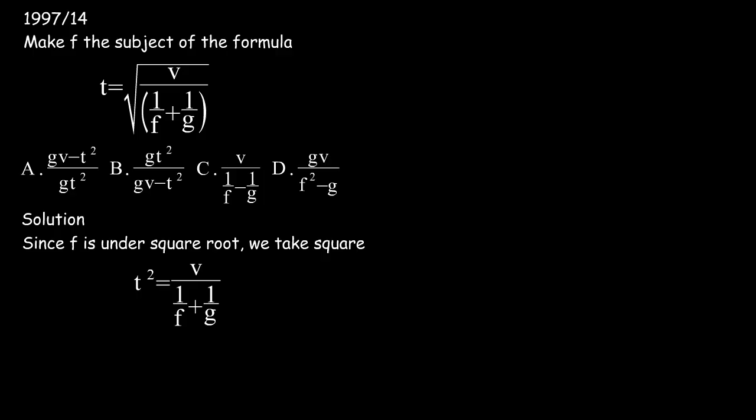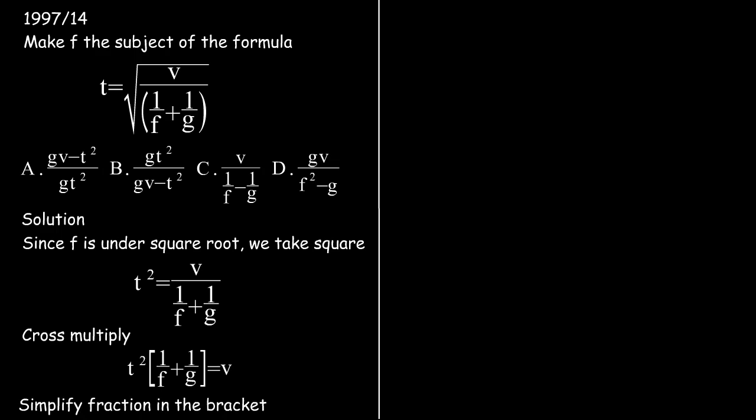Now to remove our brackets, we are going to be cross multiplying, and when we cross multiply, it becomes t square into 1 over f plus 1 over g is equals to v. Now we're going to simplify the bracket in our left hand side, and when we simplify the bracket, it becomes t square into g plus f divided by fg is equals to v.